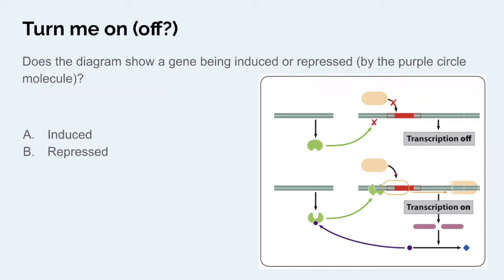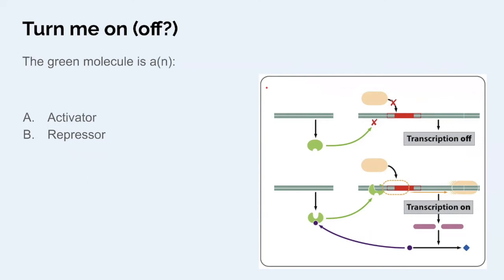So it's sort of being turned on. Induced is one of those positive words. So expression is being induced in the presence of the purple circle. The green molecule, I try to throw you once in a while one that isn't color-coded, but this one is color-coded, so the green molecule is an activator. Even if it wasn't color-coded, what you would see to know that it's an activator is that when it attaches to DNA, it enables transcription.